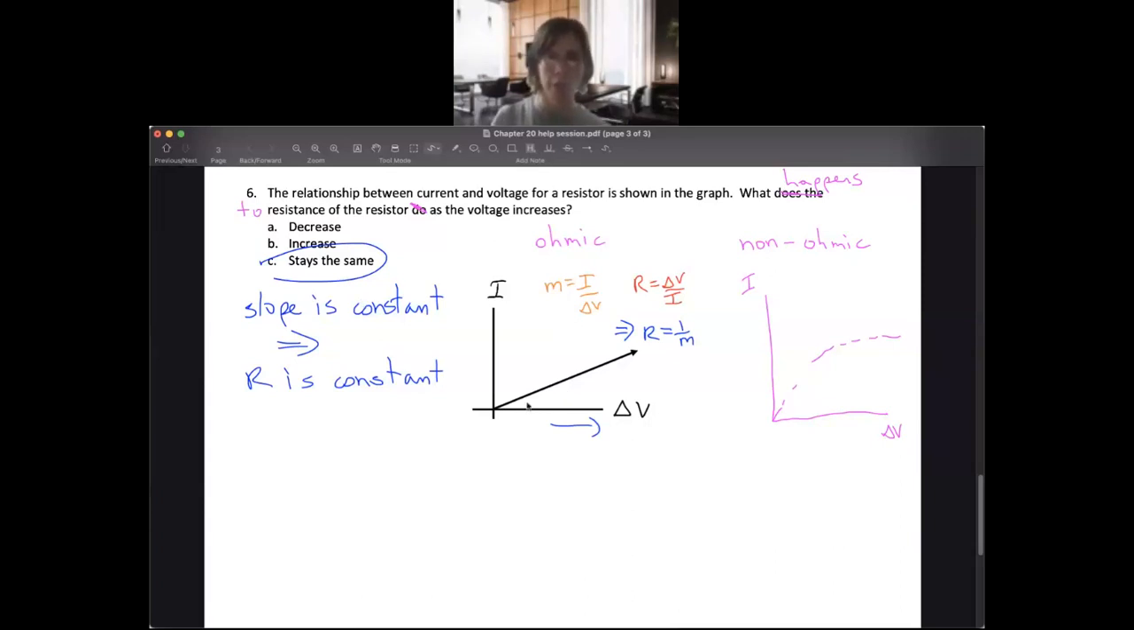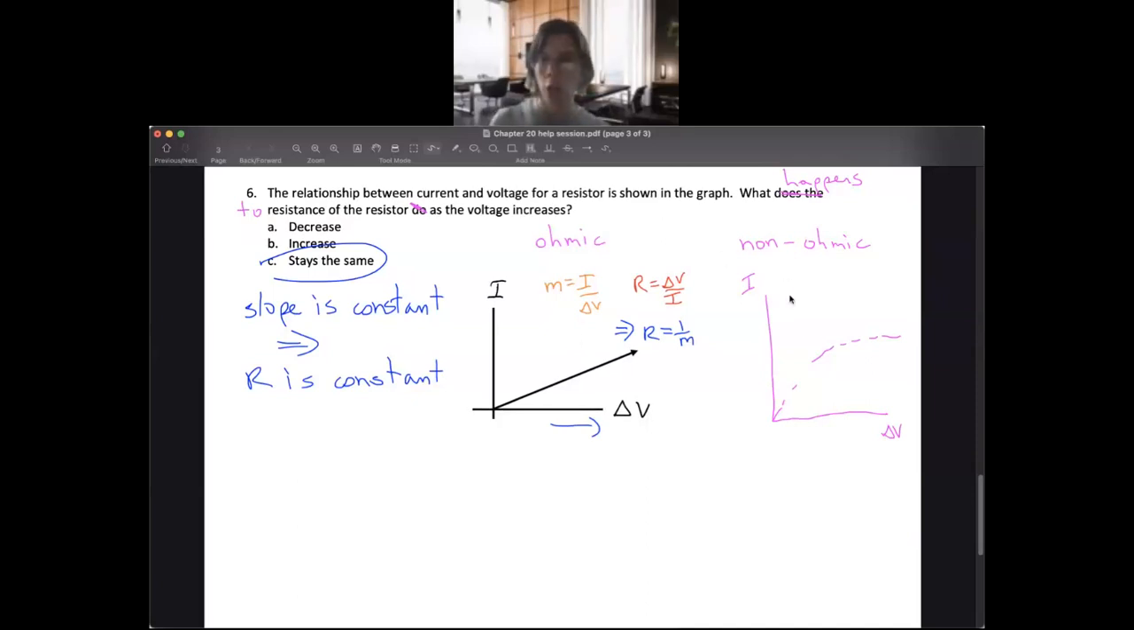So people that put that it increased, you were thinking, hey, as the voltage is increasing, the current is increasing, right? When you have a resistor, the more voltage you apply, the more current is going to be flowing through that resistance. But the resistance in this case is not changing.